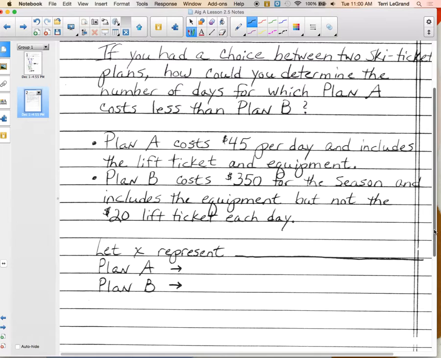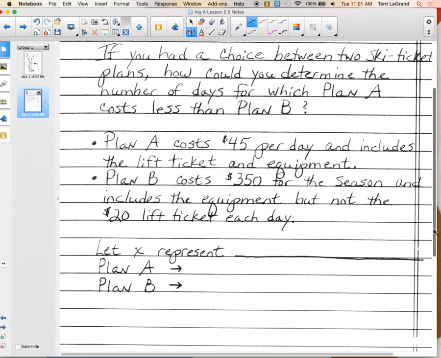Plan B costs $350 for the season and includes the equipment, but every day you go skiing, you've got to pay a $20 lift ticket. Okay, so the first thing we've got to do is decide what our variable is going to represent in this situation. So Cody, what do you think? I think the X represents the dollars per day. Okay, dollars per day, what do you think, class?